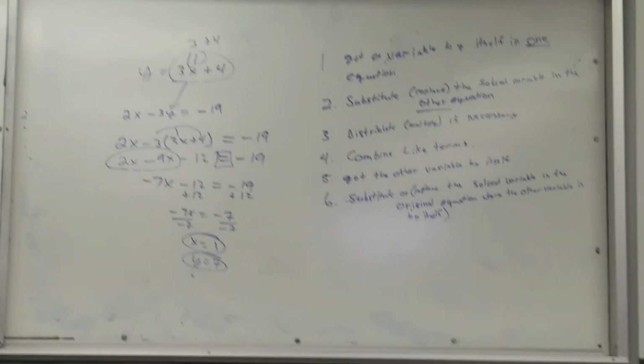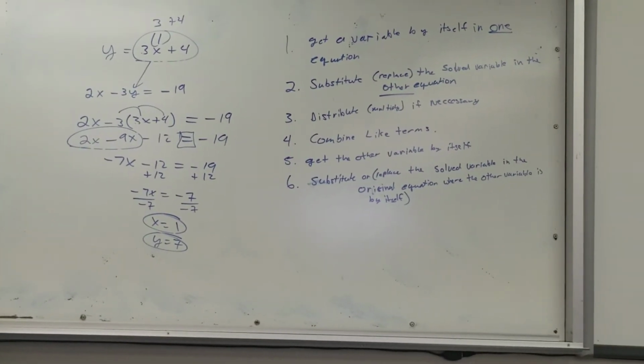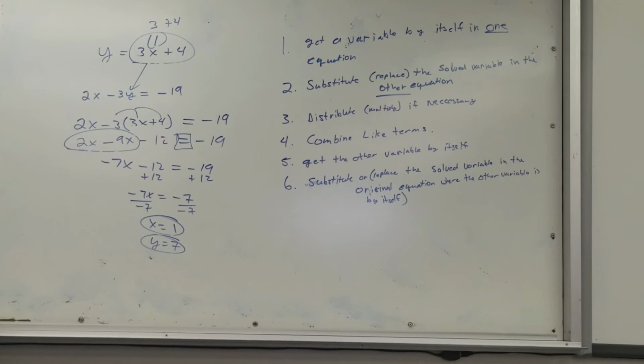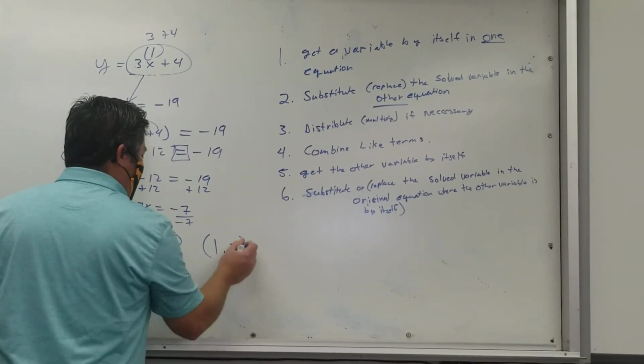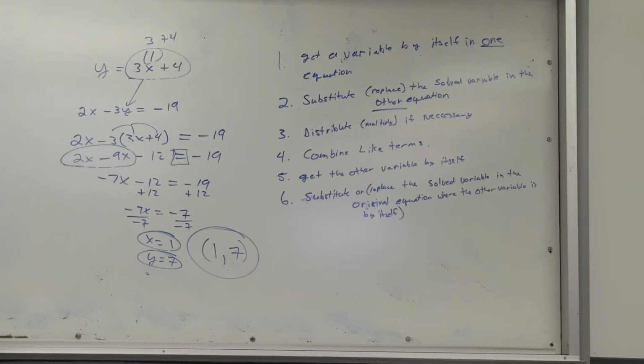And what is my point then that they cross? 1, 7. And that's called substitution.